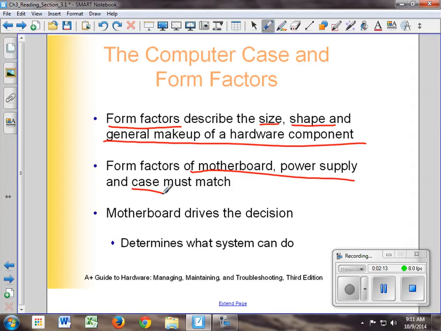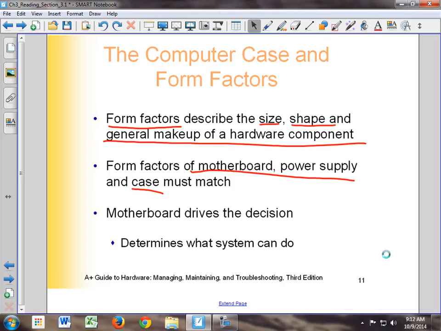Everything else doesn't. I can take the CD-ROM out of this PC and put it into this PC. I can take the memory out of this PC and put it into this PC. Everything else still has form factor, but it doesn't have to match the power supply and the case. It only has to match the motherboard. Everything else just plugs into the motherboard, but the power supply, the case, and the motherboard all have to match in order for them to fit. Generally, the motherboard drives the decision.